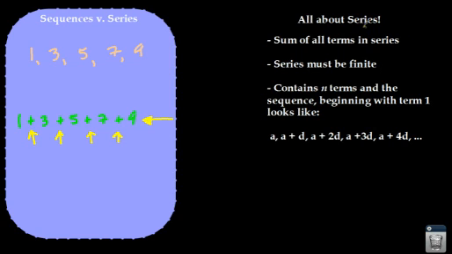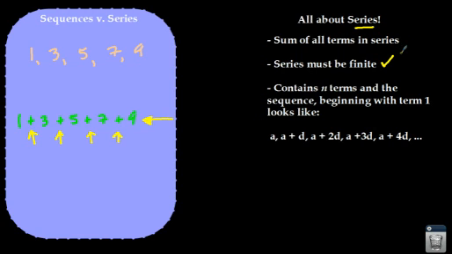So all about series over here says a series is the sum of all terms in a sequence, okay? So it's a very small difference, but you should know that when I say series, it means sum. When I say sequence, it's just a set of numbers growing in some pattern, okay? So a few other things about a series. Series must be finite, okay?